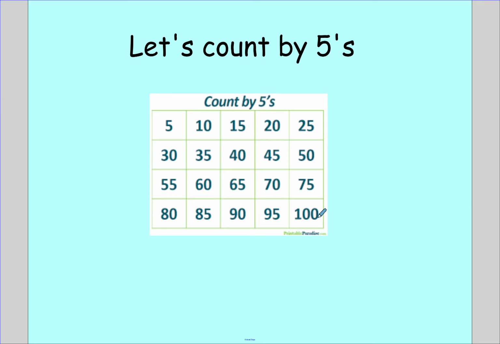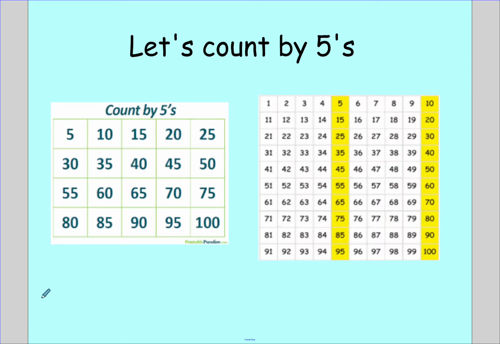So when we are skip counting by fives, we're looking for numbers that end with 5 or 0. And that's a good way for us to remember that we're counting by fives. Like I said before, when we skip count by fives, we're only thinking about the numbers that end in 5 or 0. The other numbers don't go away. We're just not thinking about them. So let's skip count by fives.